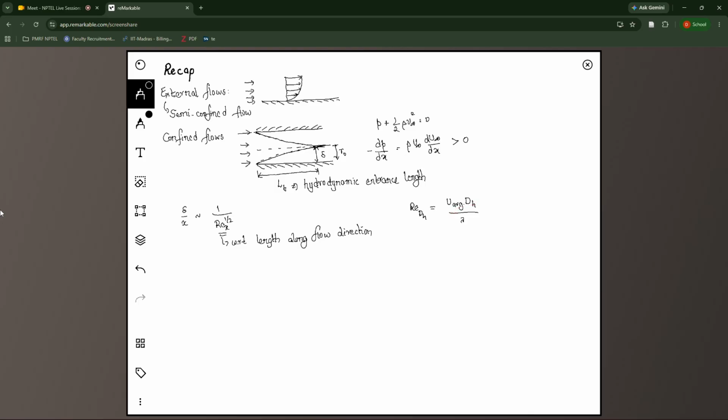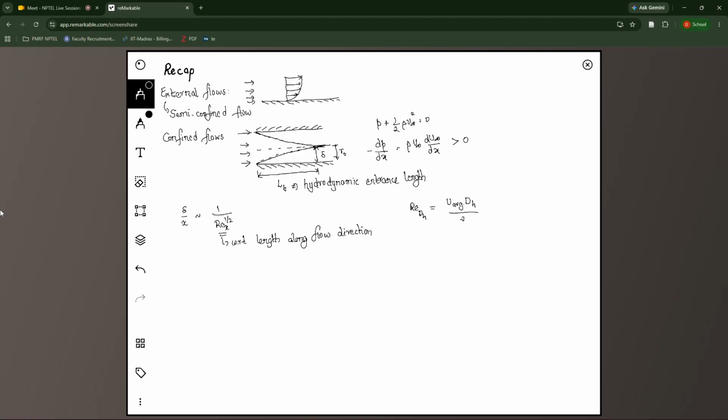So the characteristic length in case of internal flows is some kind of distance that spans between the two walls. In this case, if it is a tube, then it will be the diameter of the tube. Otherwise, there is something called a hydraulic diameter, which we will define in some time. And then, unlike external flows where we have free stream velocity, in internal flows we use a different concept. We use the average velocity instead of the free stream velocity to define our Reynolds number.